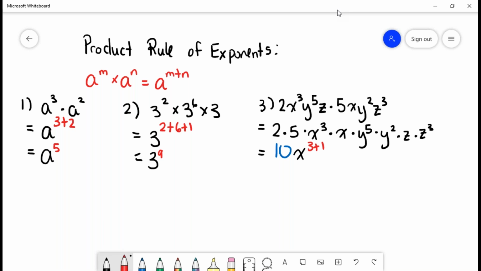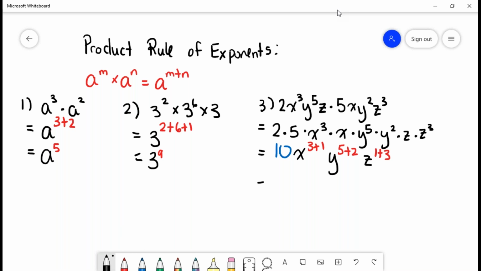For y variables, variable base y, we have exponent 5 and exponent 2. So since they're multiplied, have the same base, we are going to just add the exponents up. And finally, we have z here. So base z, one has exponent 1 and another one has exponent 3. So using the product rule of exponents, we know we have to add the exponents up. So 1 plus 3.